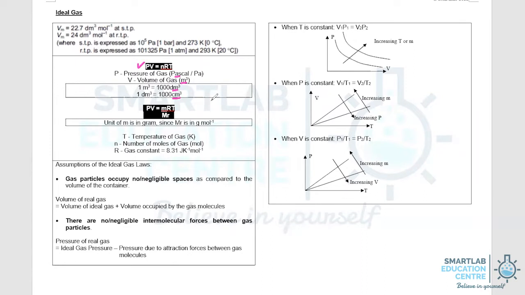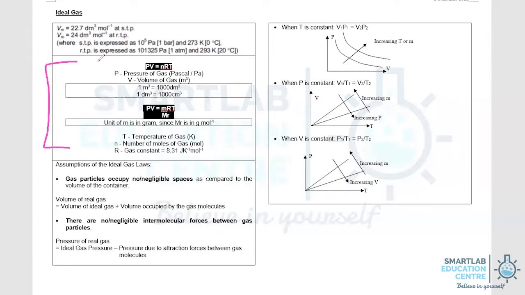or 1 million. The second formula that is used is PV equal to mRT divided by Mr. Basically, the number of moles is now being replaced by m, which is the mass, and Mr, which is the molar mass. Because of this, you have to bear in mind that the unit for m is in grams. It's not the SI unit, because the unit of molar mass is in gram per mole.